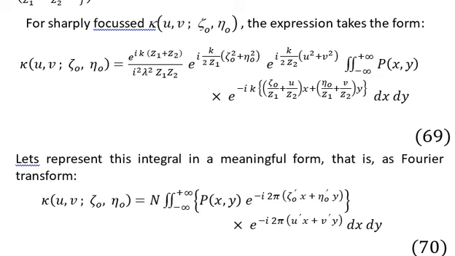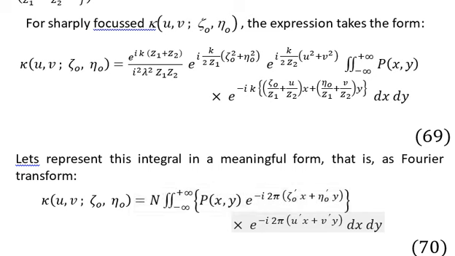And then you know that within the integral we have, in the curly bracket, p of x, y multiplied by e to the power minus iota 2 pi (zeta naught prime into x plus eta naught prime into y). And then outside the curly bracket we have the kernel of the Fourier transform integral, that is e to the power minus iota 2 pi (u prime x plus v prime y), and then we have the variables of the integral, that is dx and dy, as in equation number 70.